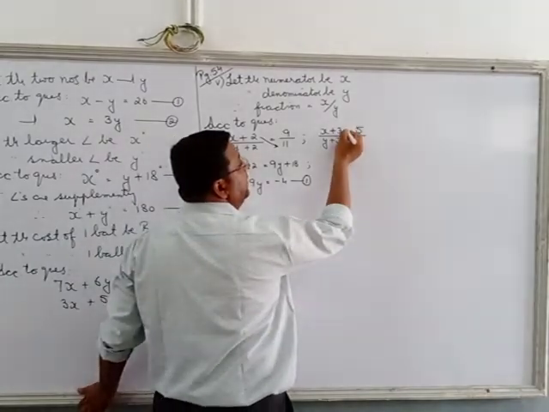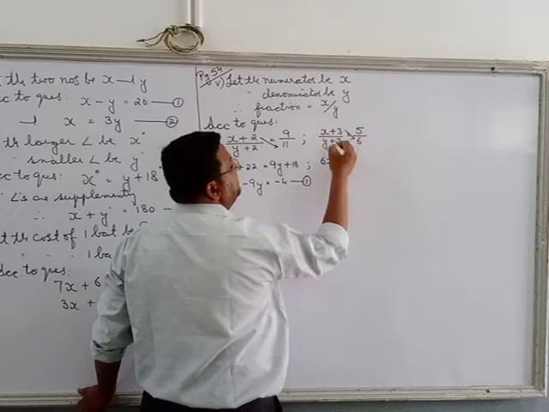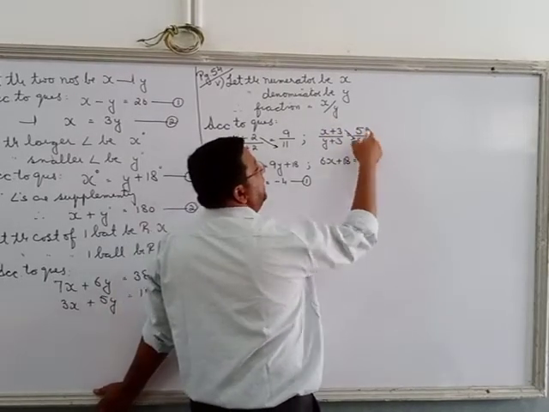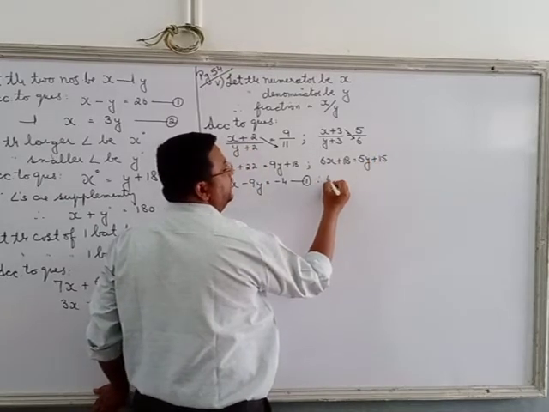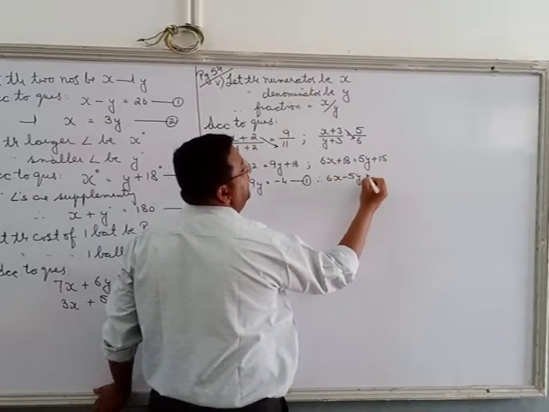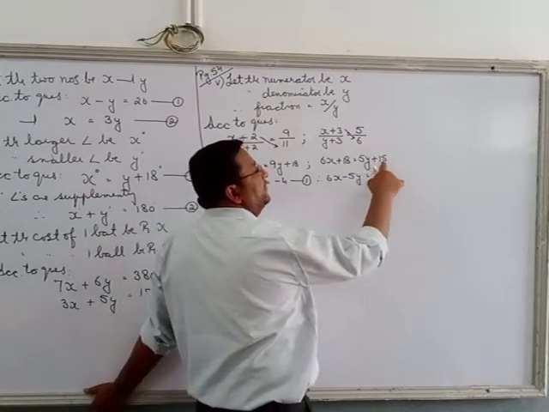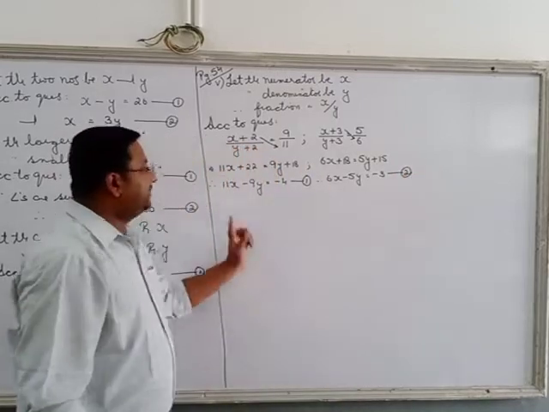Coming down, cross multiply again: 6 into x, 6x, 6 threes are 18, equals 5 into y, 5y, and 5 threes are 15. Again bring over, so we get 6x minus 5y equals 15 minus 18, which is minus 3. Equation number 2. Can we solve both of them?